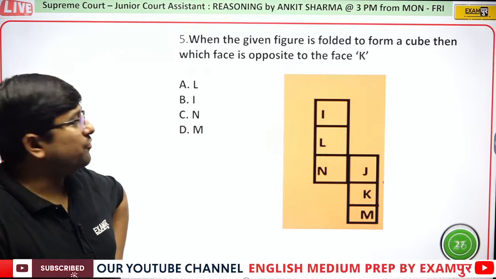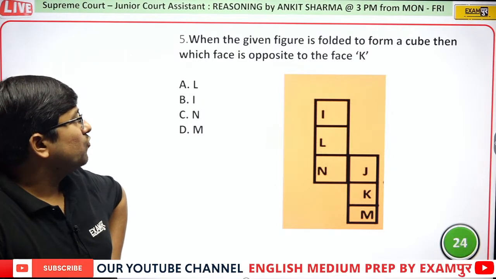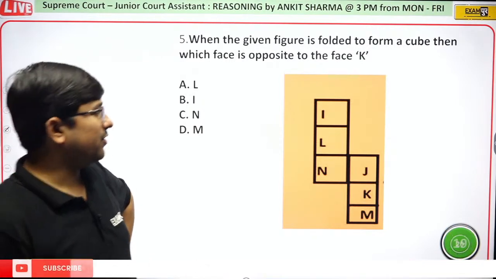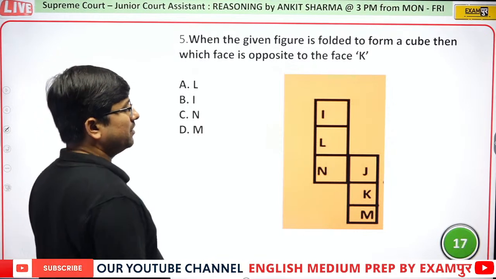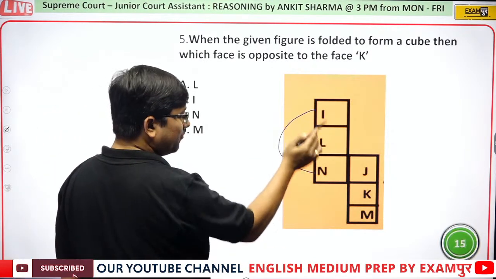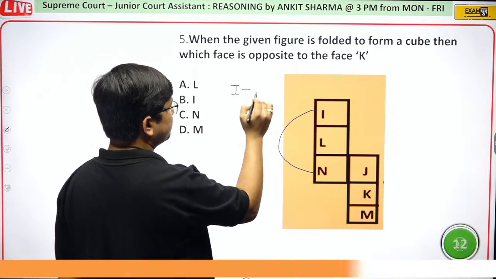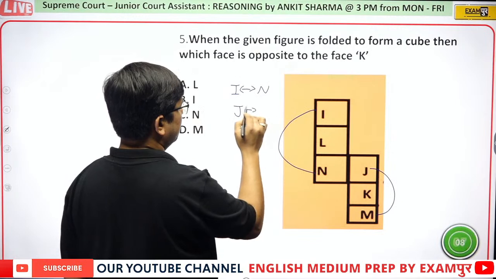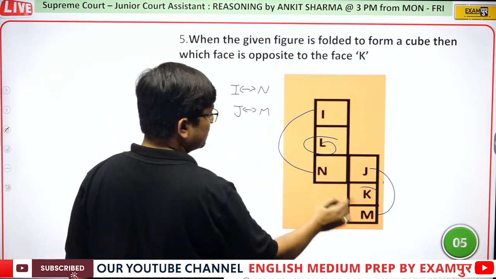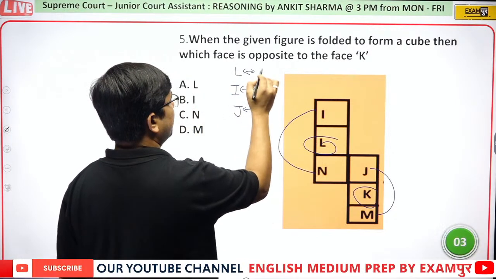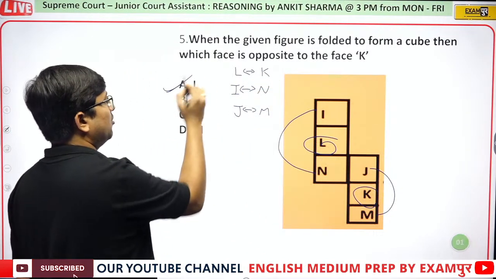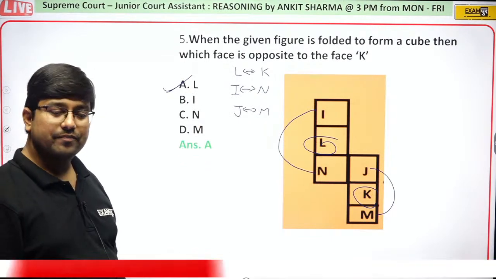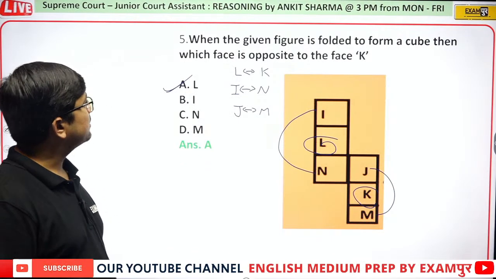When the given net is folded to form a cube, which face is opposite to face K? Okay everybody, now see, just fold them. The faces at a gap of 1 are opposite, so I's opposite is N, J's opposite is M, and L's opposite is K. So opposite to K is L. Answer is option number A, that is L.